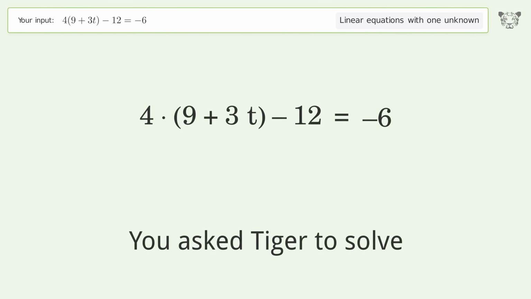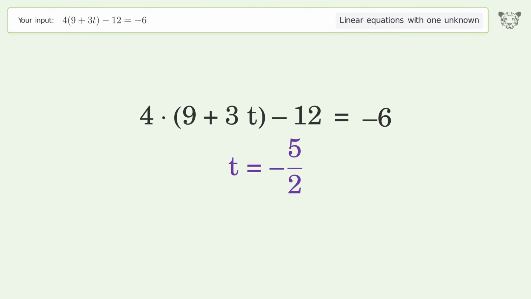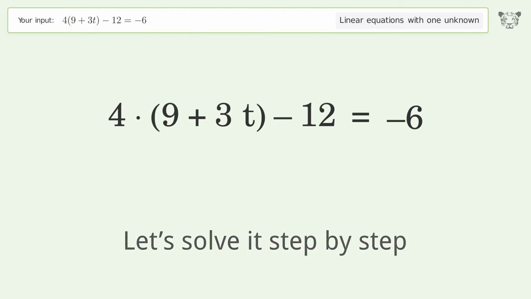You ask Tiger to solve. This deals with linear equations with one unknown. The final result is t equals -5/2. Let's solve it step by step.